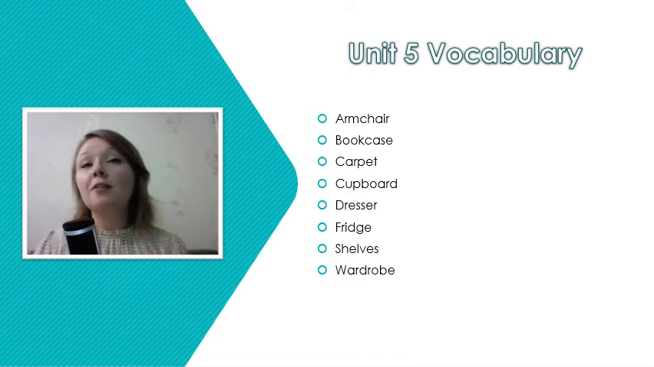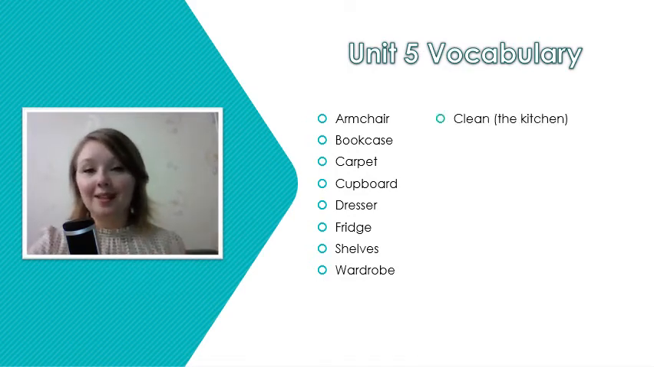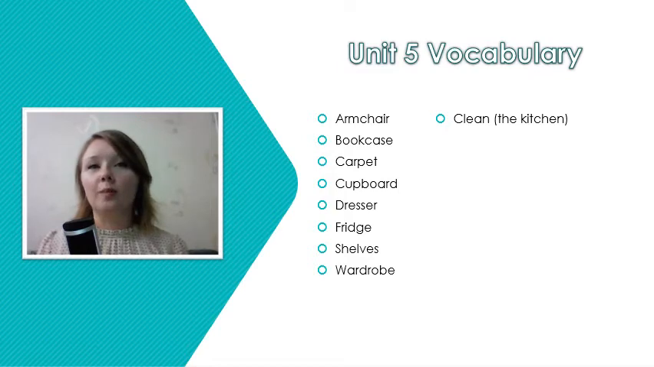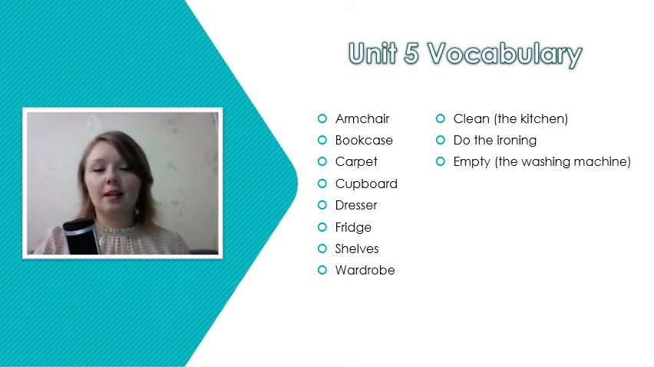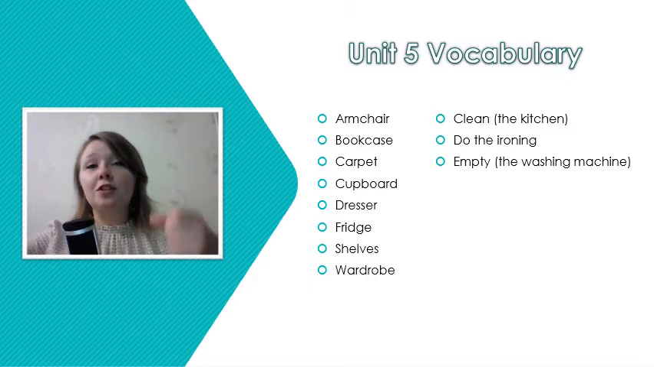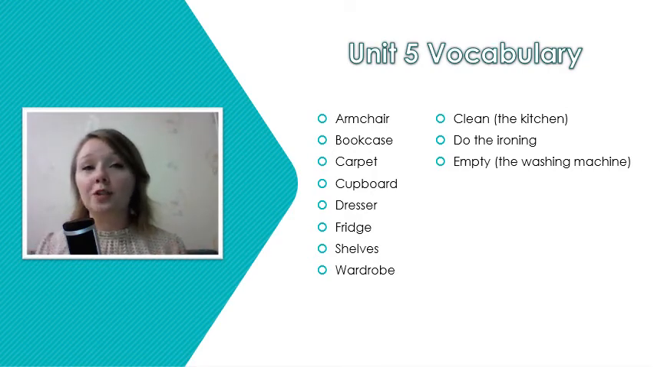Next, let's look at our household chores vocabulary. First, we have clean the kitchen. So clean is our verb in this phrase. We could say clean the room, clean the bathroom, clean the kitchen, and so on. Next we have do the ironing. If you remember, ironing is what we do to our clothes when they are a little bit wrinkled. Next we have empty the washing machine. To empty means to take something out, right? So we could empty the washing machine after we wash our clothes.